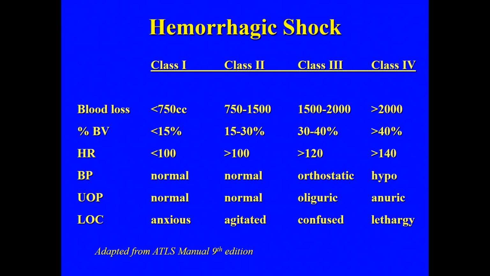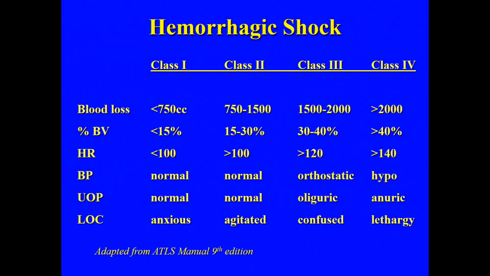Hemorrhagic shock may be classified into 4 levels of severity. The scheme shown here is adapted from the American College of Surgeons Manual on Advanced Trauma Life Support, 9th edition. The least severe form of shock, or class 1, shown here, is associated with less than 15% loss of circulating blood volume. And in a normal adult, this consists of about 750 cc's or less of shed blood.